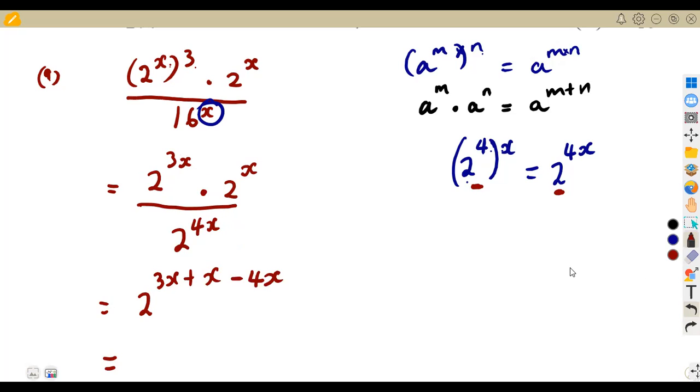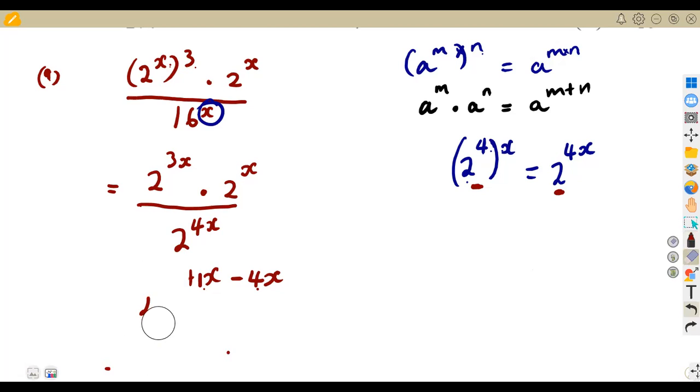We've got fewer steps because you're just going to add 3 plus 1, which is 4, all right? Then 4x minus 4x, that's a 0. So you're going to obtain 2 to the exponent of 0, which gives us a 1. Remember, any number to the exponent of 0 gives us what? A 1. That's how we can play around with these questions.